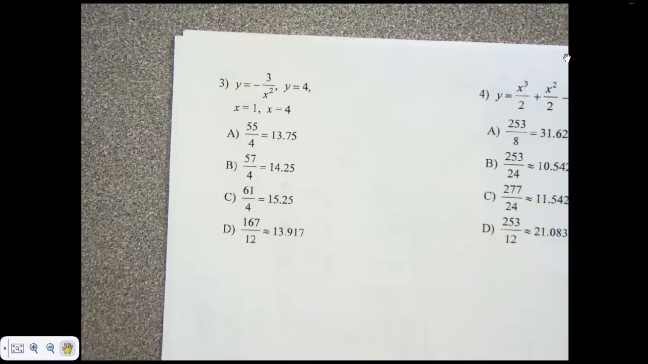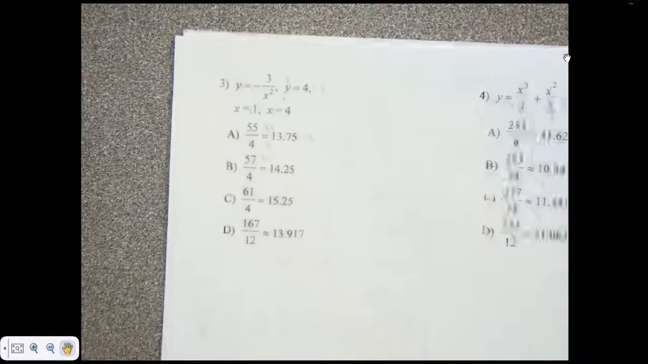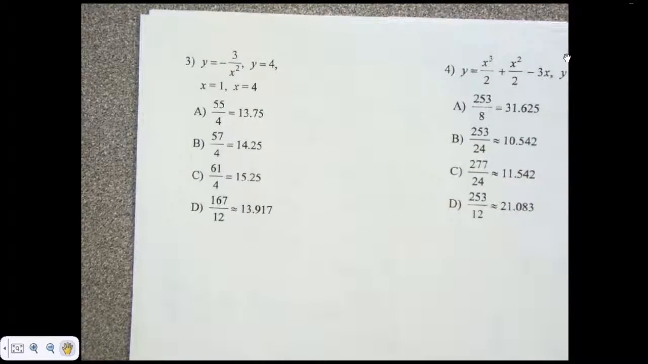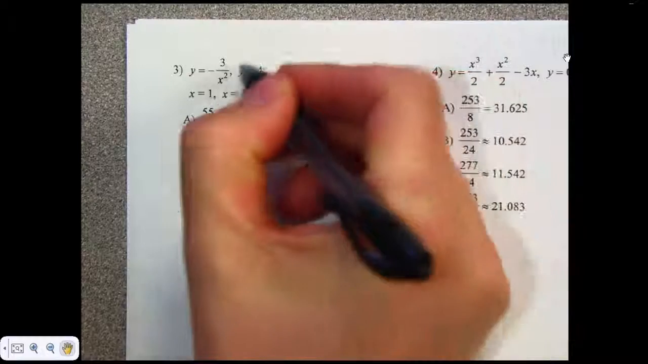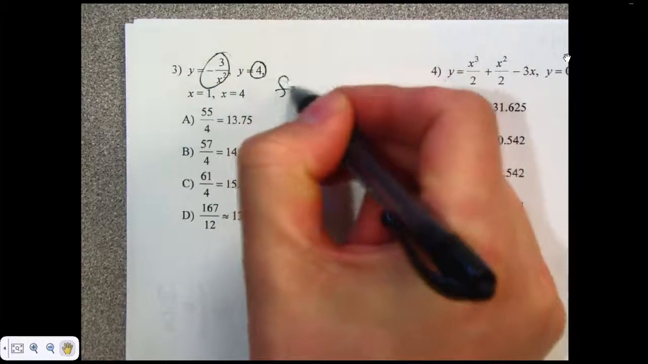Let's look at number 3 together. I forgot this situation comes up. When you solve for this one, setting that equal to that, I got false. What does that mean?